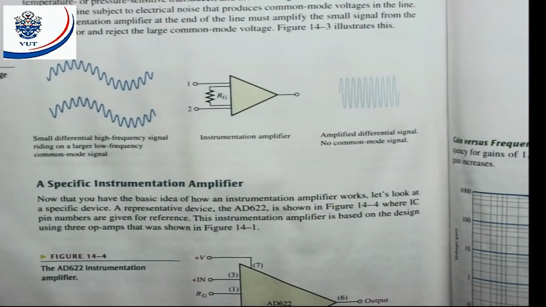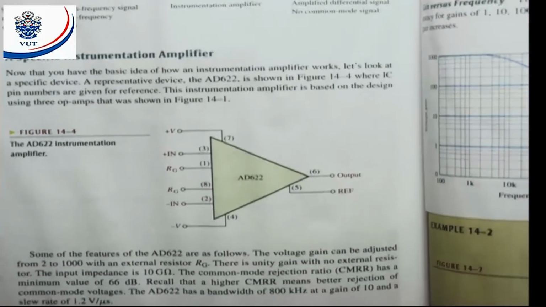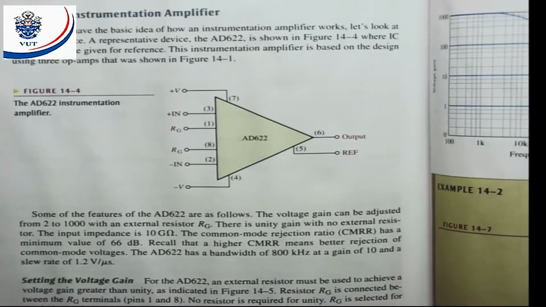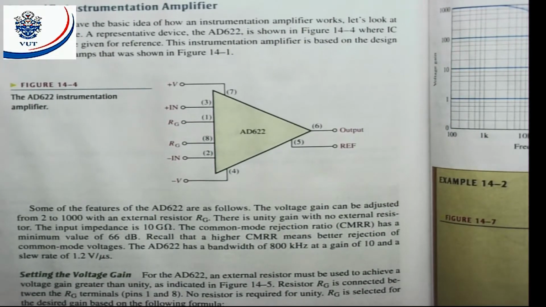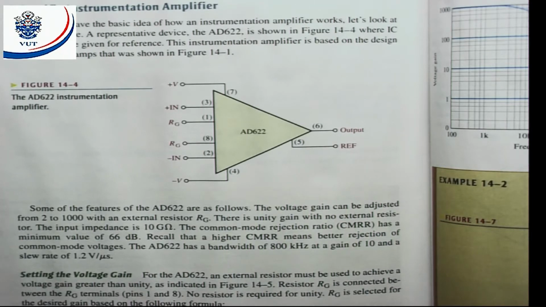That means that you can buy, that certain companies are manufacturing. Now here we're going to look at the AD622. That means you can go to an electronic shop and buy an AD622 instrumentation amplifier. And here they give us all the information, all the pin connections. They say now you have a basic idea how an instrumentation amplifier works. Let's look at a specific device.